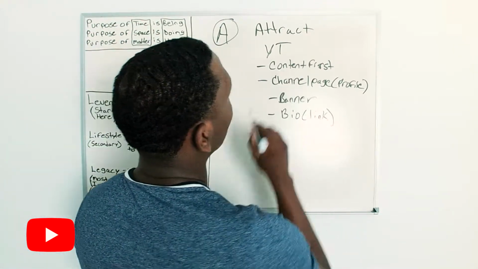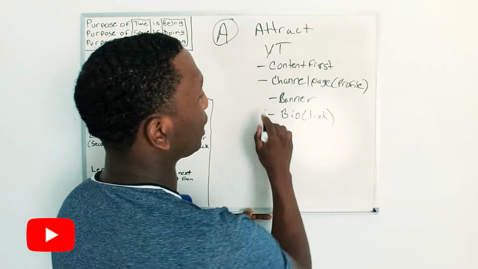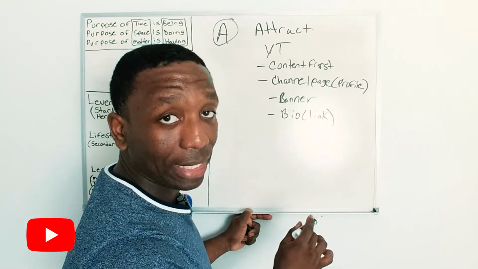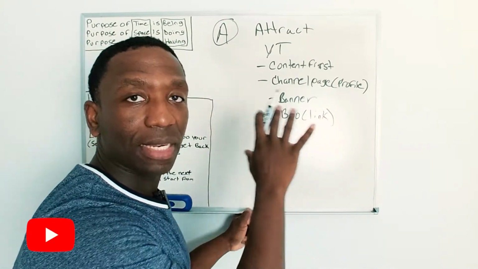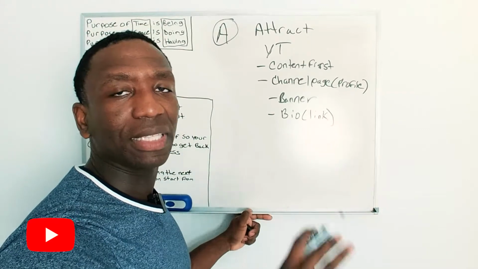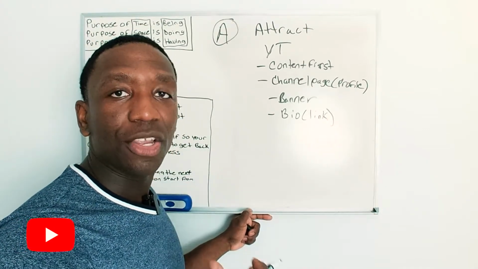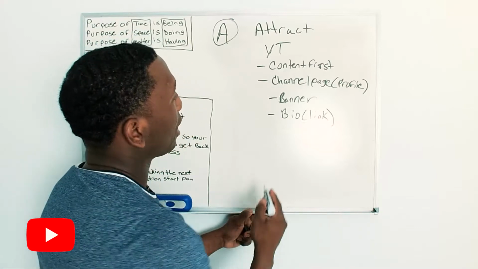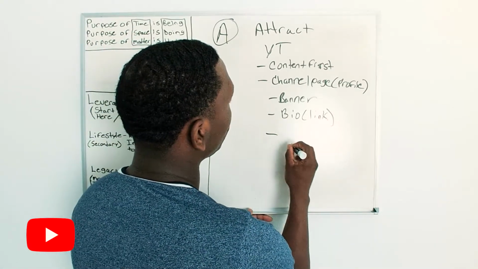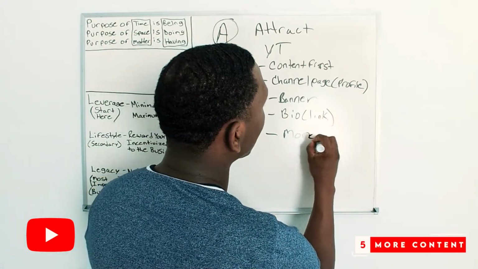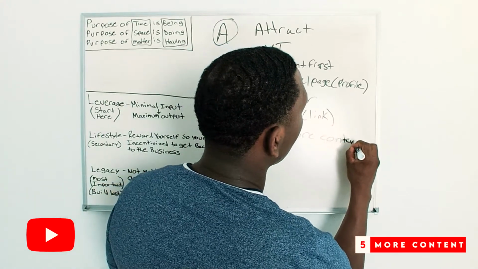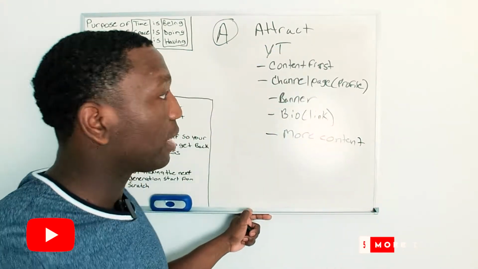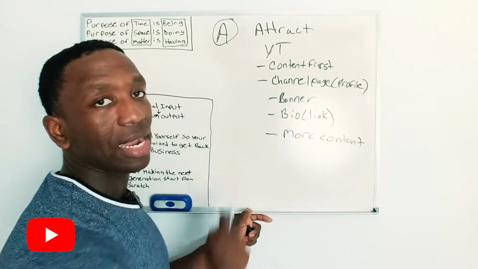All right, so boom, we got our content first. We got our channel page. We got our banner. We got our bio with our link. And also they have ways you could put sections and different things to really make your profile page look attractive. All right, so at this point, guess what they're going to do? They're going to go and watch more content. So you can see that TikTok and YouTube are very, very similar, because they start with content first.